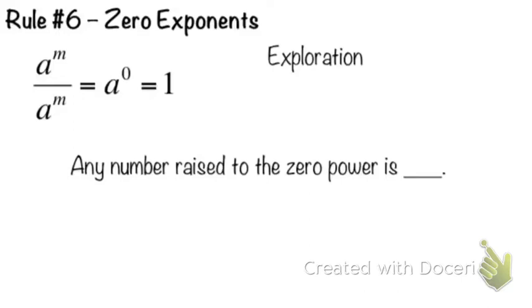You guys will be able to divide monomials, 6.2. So we're going to do rule 6. We did rules 4 and 5 last time. What unit are we on? 6.2, exponents. Rule 6 is talking about 0 exponents, something raised to the power of 0. We're going to do an exploration on this, just like we have been.